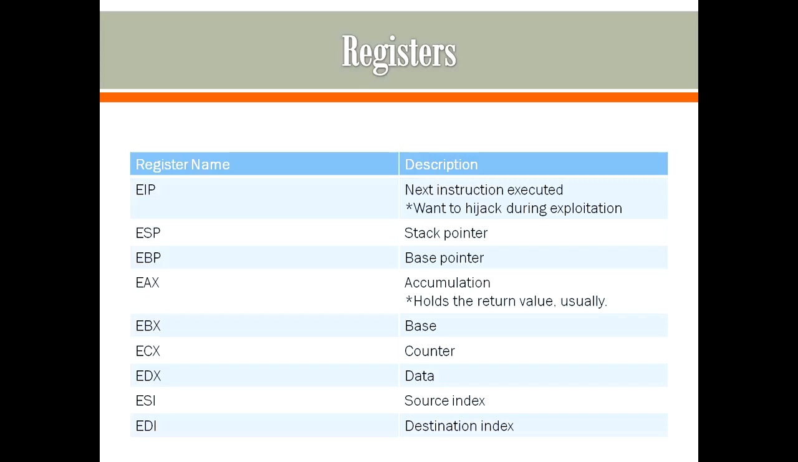EAX typically will hold the return value of a function, which in our example, EAX was assigned a 0 or 1 right before the function returned. The other 2 registers I want to highlight are ESP and EBP, which are your stack and base pointers respectively. They point to the top and bottom of your stack frame, which every function has.